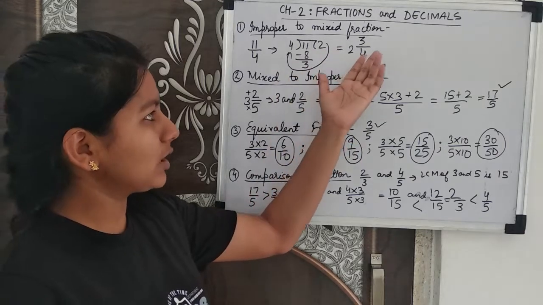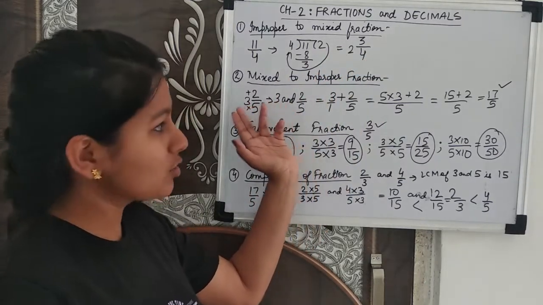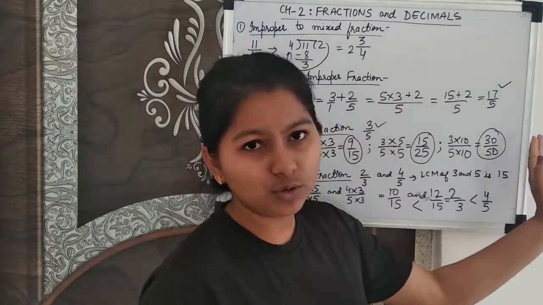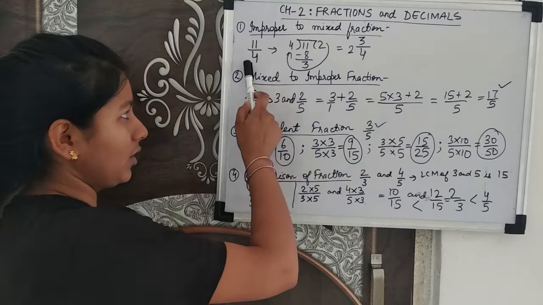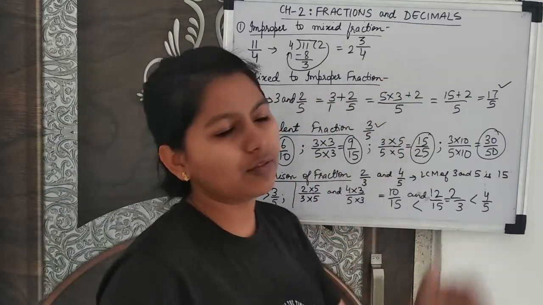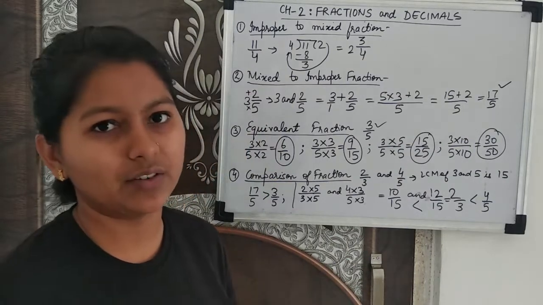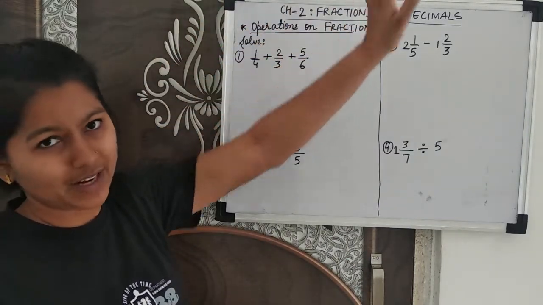But in many cases, the question can be in the form of a mixed fraction. So in that case, we have to convert it into an improper fraction. And wherever you are getting an answer in the form of an improper fraction, you have to convert it into a mixed fraction. Now we are going to perform operations on fractions.